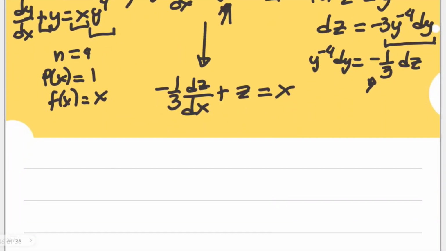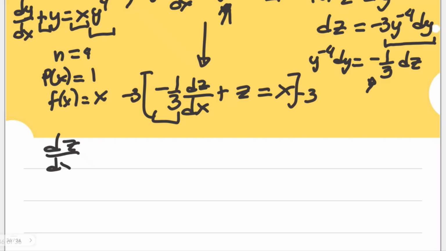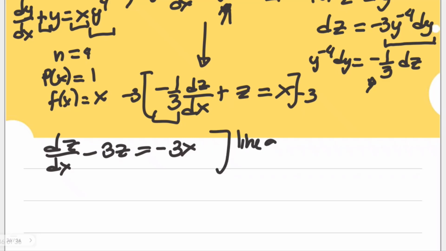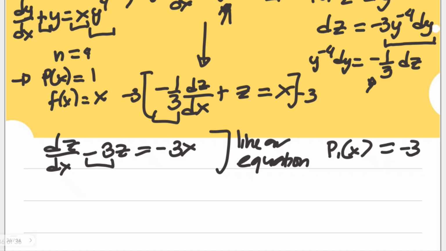And since this is not yet in its standard form because you would like this to be 1, let's multiply both sides by negative 3. Hence, this is our final form: dz over dx minus 3z is equal to minus 3x. So with this, now this is already a linear equation. And with that, we can identify that there is a p sub 1 of x, being negative 3, and our f sub 1 of x is minus 3x.